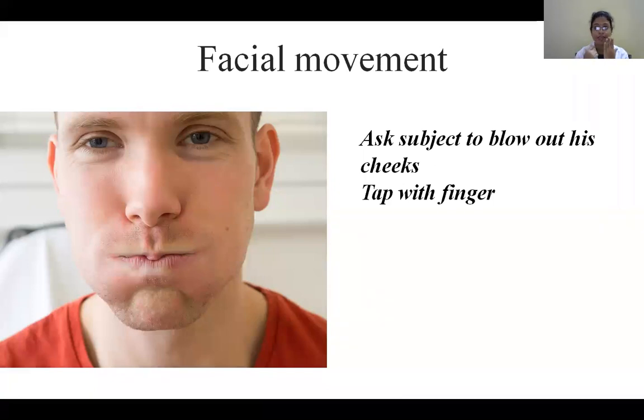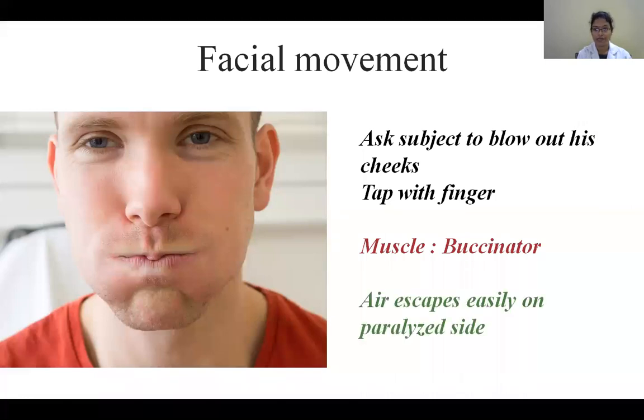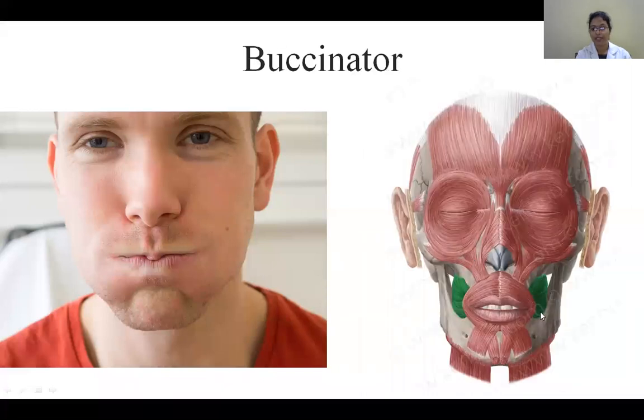So when you are assessing, what you do is you keep one side of the hand over the angle of the mouth and feel for the air leak. So if there is any air leak, it can be easily felt with the hand. So once you tap with the finger, if there is paralysis of either side, the air will leak from the paralyzed side. And when you do this movement, you are assessing the buccinator muscle. So when you ask the subject to blow out his cheek, the muscle you assess is buccinator. So buccinator is located here.